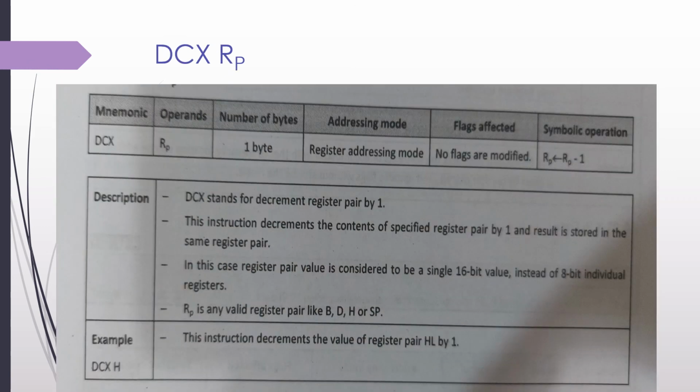Next is DCX RP. Now DCX RP is what? Again, decrement the contents of pair of register. It is also decrementation of 16-bit data. So suppose HL has 2050 and after DCX H, the content of HL becomes 204FH. So that is how the content is decremented by 1. Here also it is register addressing mode, single byte instruction, and no flags are affected.